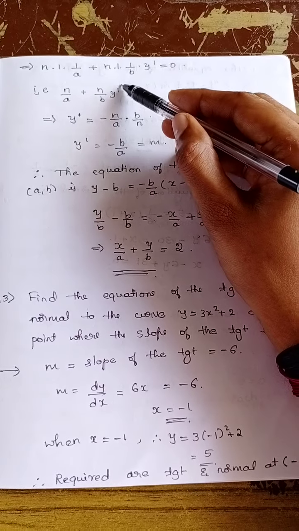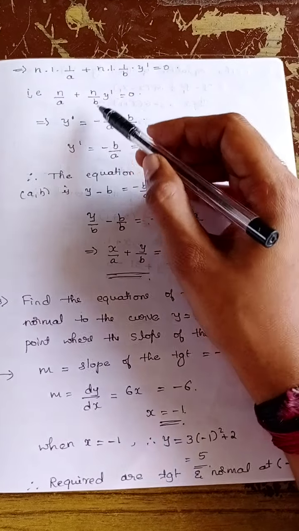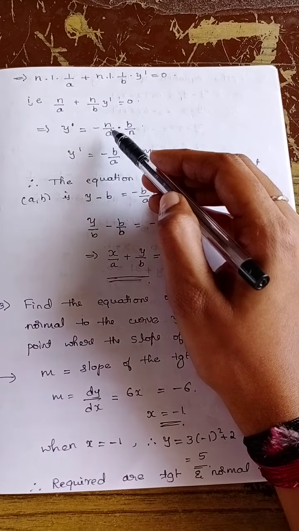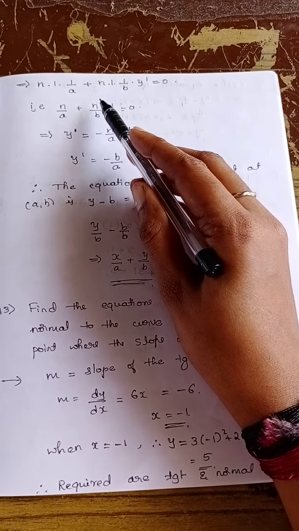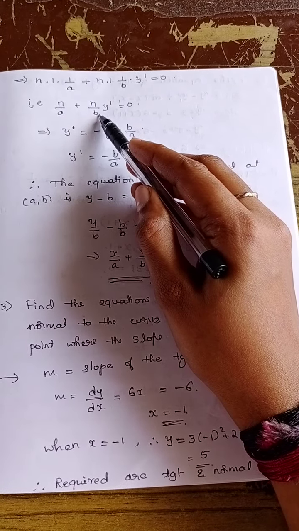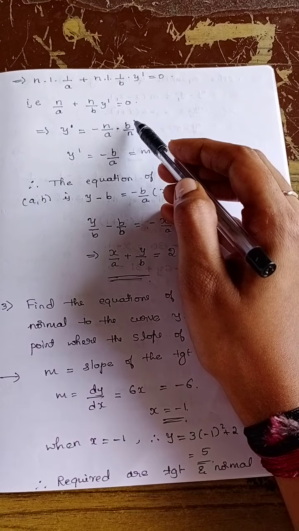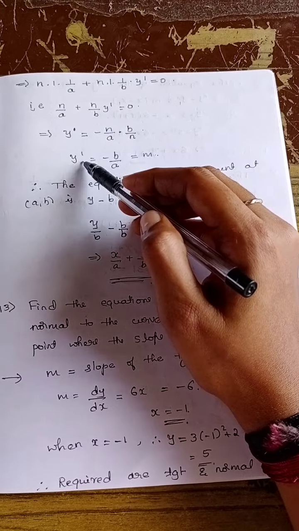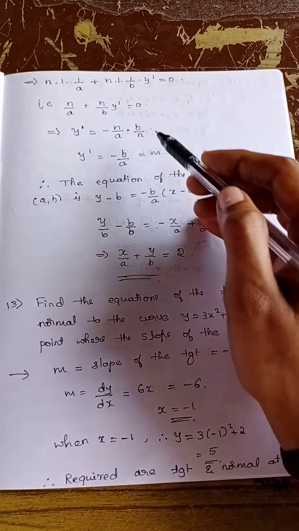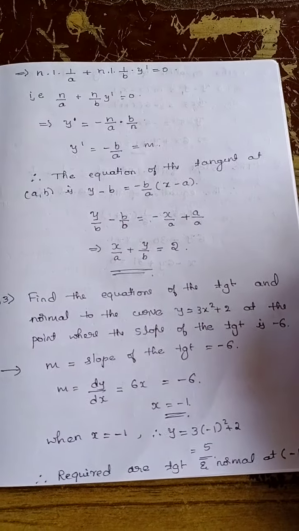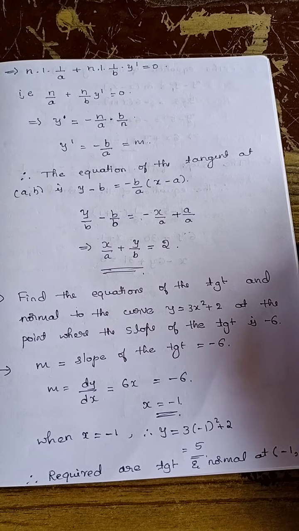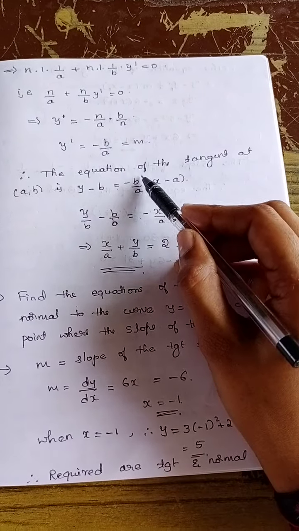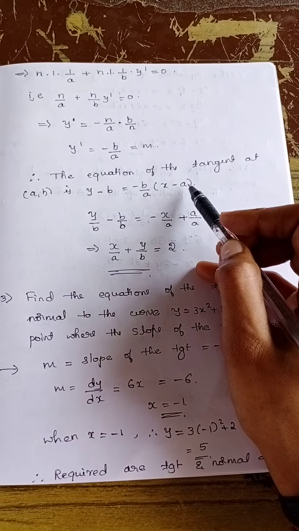We have to find the slope, that is y dash. So y dash is equal to, transposing n/a to this side, minus n/a into, n/b is multiplied here, comes to this side as b/n. n getting cancelled, so y dash is equal to minus b/a, which is equal to m. This is the slope. Therefore the equation of the tangent at (a, b) is y minus b is equal to minus b/a into x minus a.